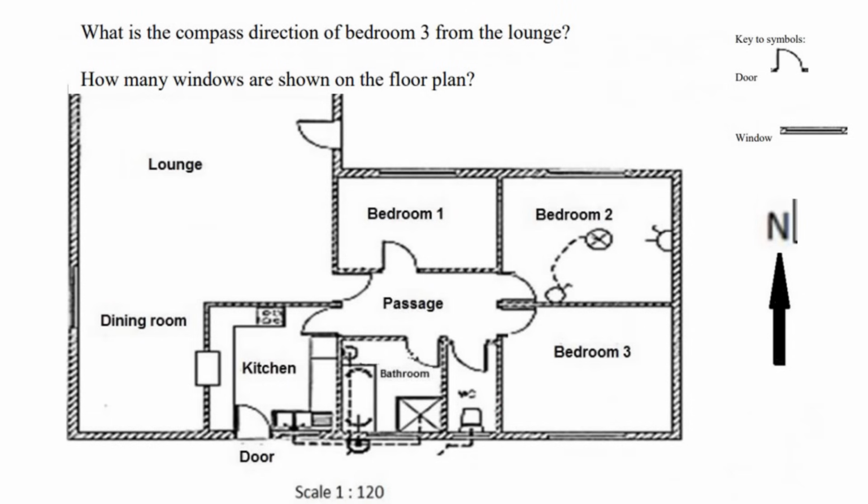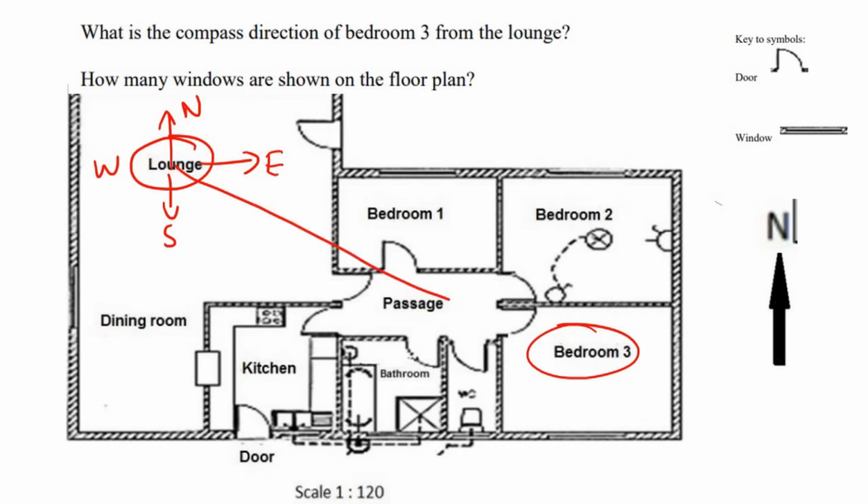16 meters. All right, here is our last question, but there's multiple parts. Okay, so what is the compass direction? So this is a house. So what is the compass direction of bedroom 3 from the lounge? So here's the lounge, and here's bedroom 3. Okay, so we know that north is up, south is down, east and west. So if bedroom 3 is there, then it is in between south and east, and so we will say south east.